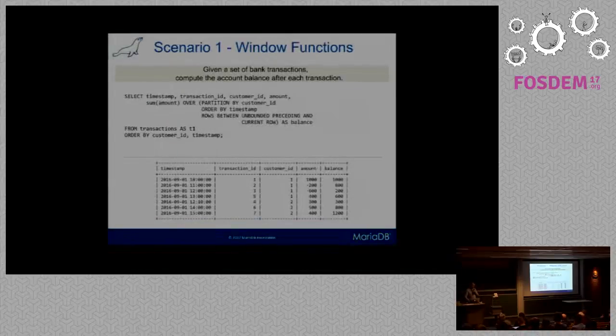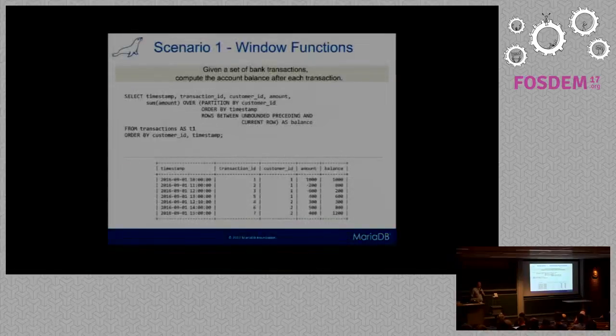With window functions, this becomes a lot easier to define because we just need to think about our computation. So what do we want to do? We want to sum up things. Then we want to split our data by customer because we want a separate balance statement for each customer. We order our data by the timestamp. And then finally, we want to tell the sum function that it has to add all rows from the beginning up to the current row. So here, this is where the unbounded preceding and current row syntax comes into play.